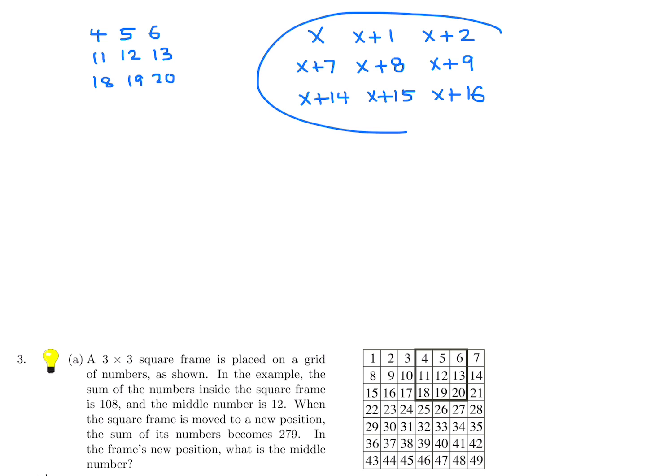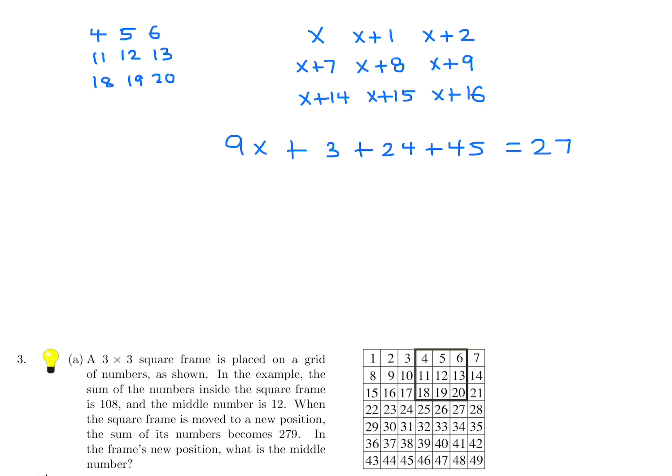Okay, so let's do that. Let's add up all these guys. If you do, I get 9x plus, let's see here, 3 plus 24 plus 45, and that must equal 279 according to my question. So this is 9x plus 72 is equal to 279, and therefore 9x is equal to 207, dividing through, x is equal to 23. So 23 is the first of this 3 by 3 grid.